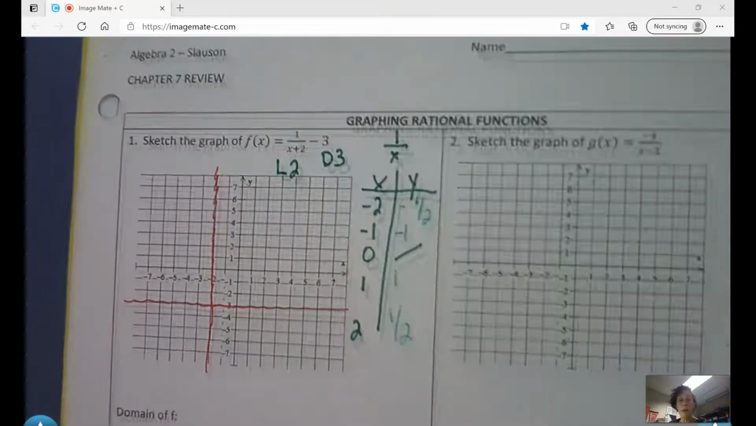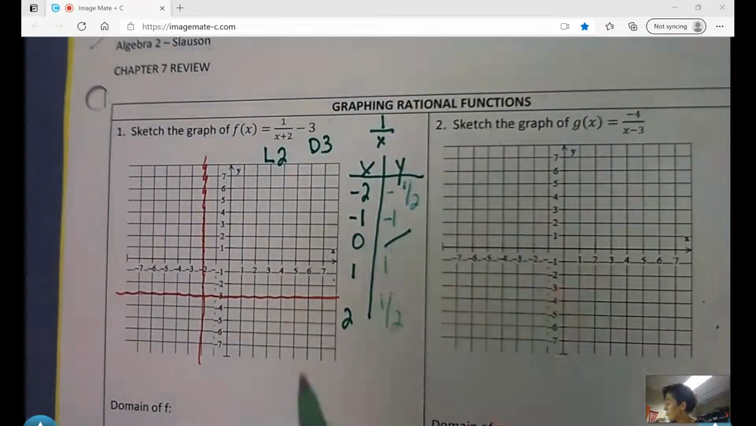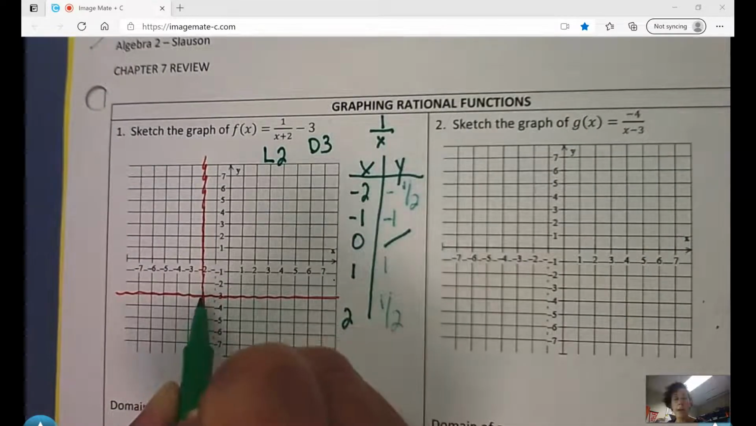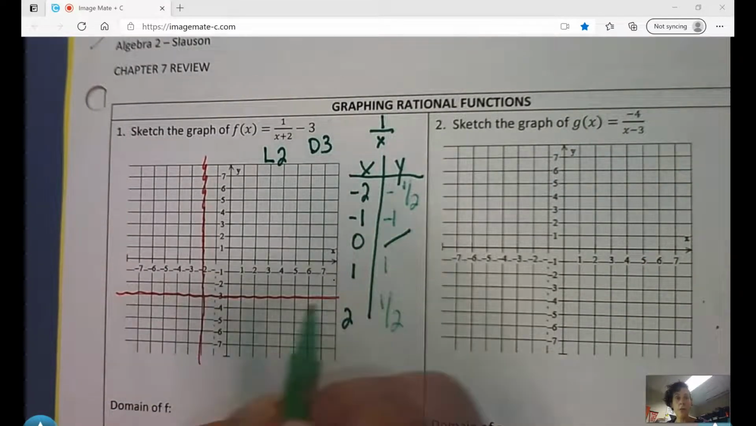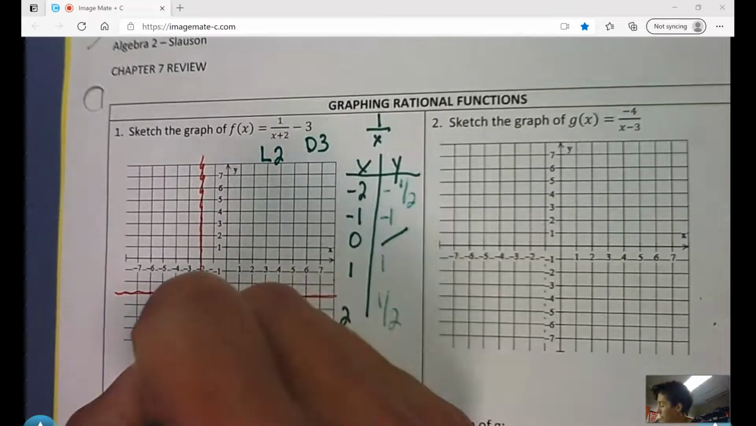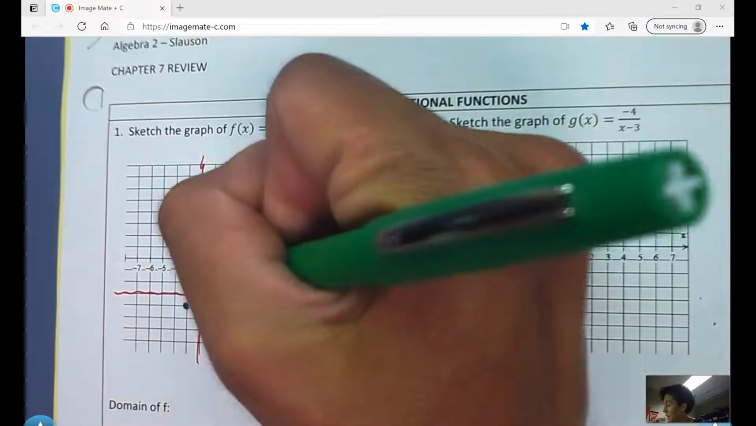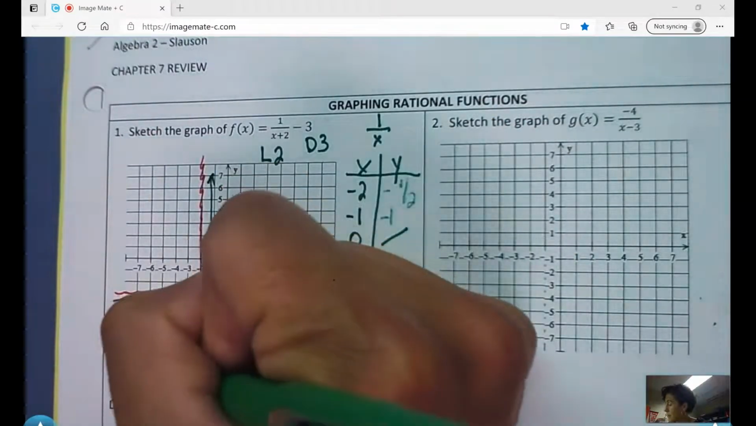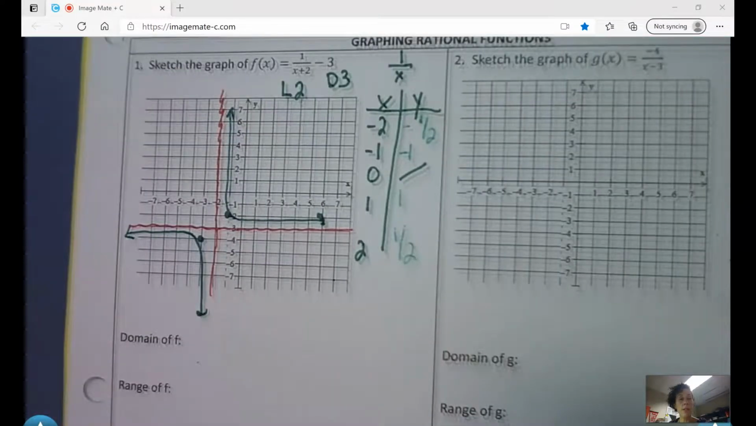If you don't want to graph the fractions, that's fine. You can just graph, remember this will be our new center, this is our new x and y axis. This will be negative 1, and 1, 1, and that's fine. That's all you need. Just remember that they always curve towards each other, and they're always catty corner from each other.